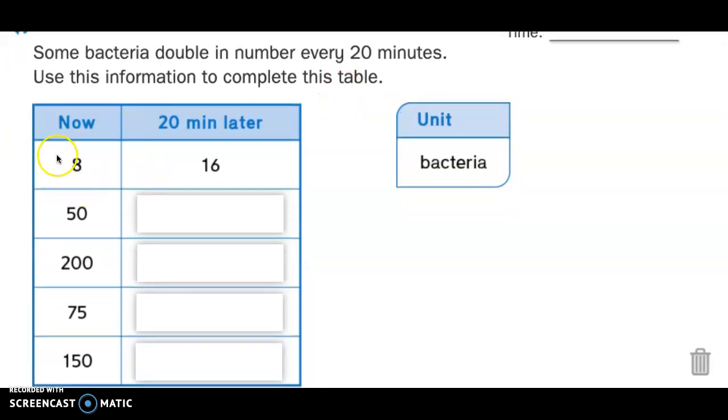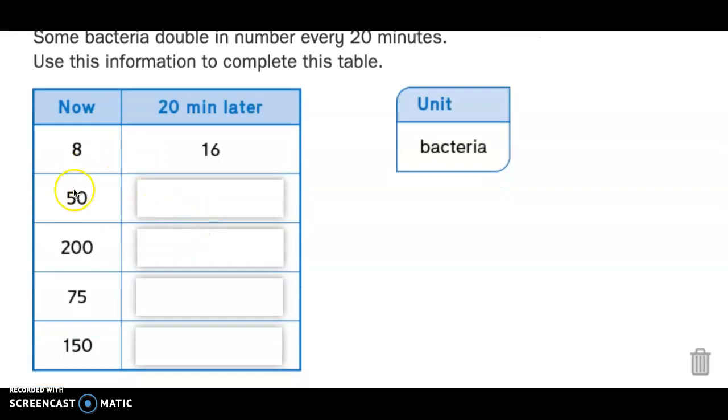So after 20 minutes, 8 doubled, right? It says it doubles and it became 16. So 8 plus 8 are, what would our multiplication rule be? Then in another 20 minutes, 50 became, what's doubled? What's 50 doubled? What's 200 doubled? Right? 200 after 20 minutes gets doubled.